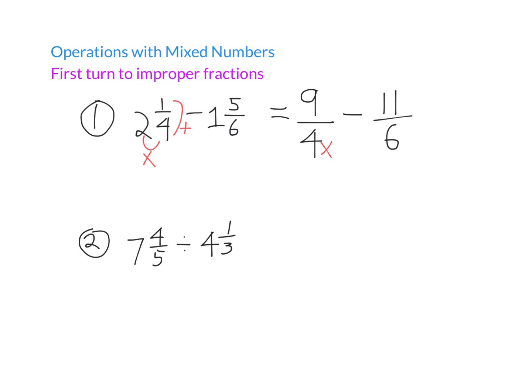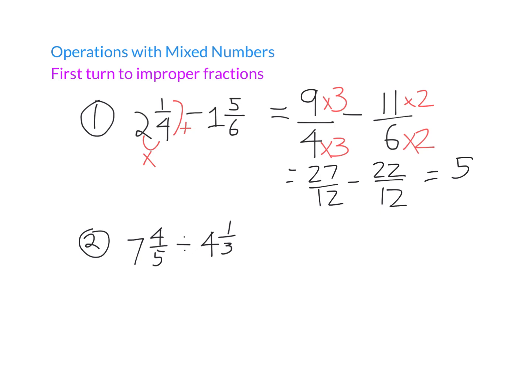I need to times 4 by 3 to get 12, so I must also times the top by 3. If I times this by 2, then this denominator will also be 12. If I times the bottom by 2, I must times the top by 2. So what I end up with is 27 over 12 minus 22 over 12. So I just subtract the numerators and leave the denominator alone. 5 over 12, my final answer, then I'm done.